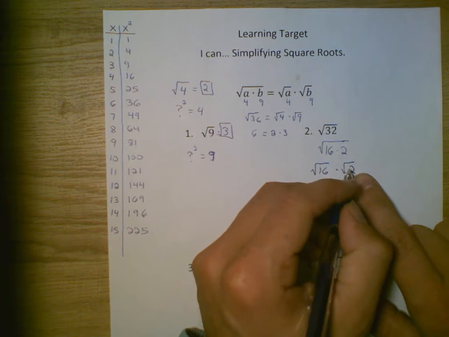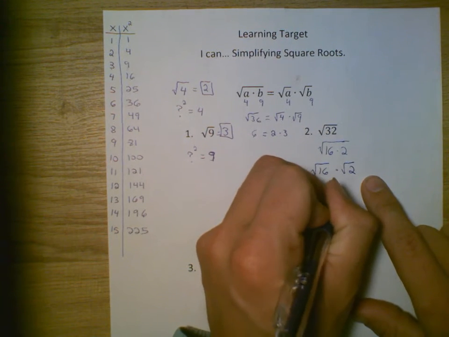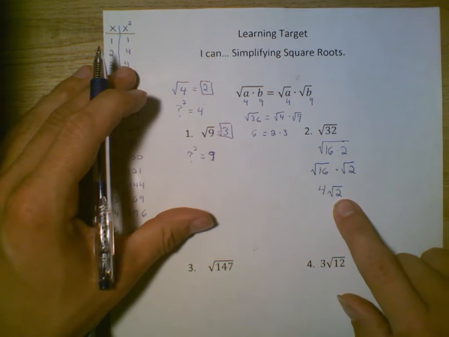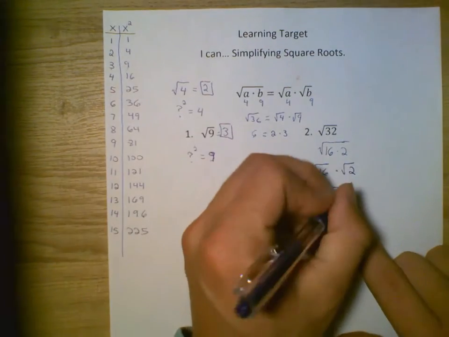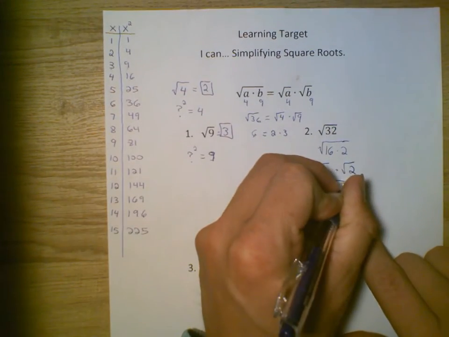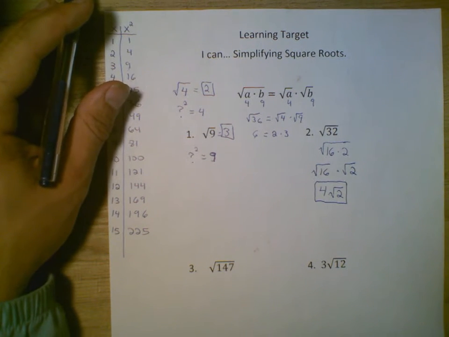2 is a prime number. It is not a perfect square and it can't be simplified any further. So I just leave it underneath the square root sign. So the square root of 32 simplifies to be 4 times the square root of 2. All right, let's look at another example of doing this.